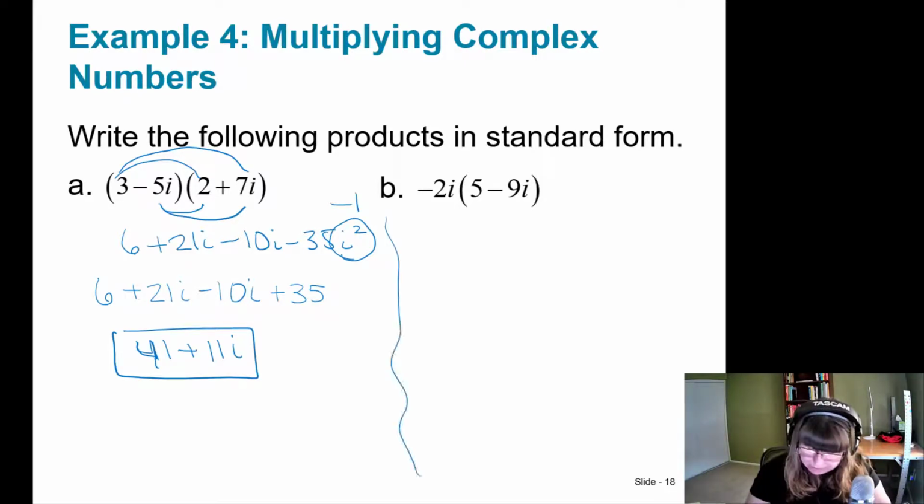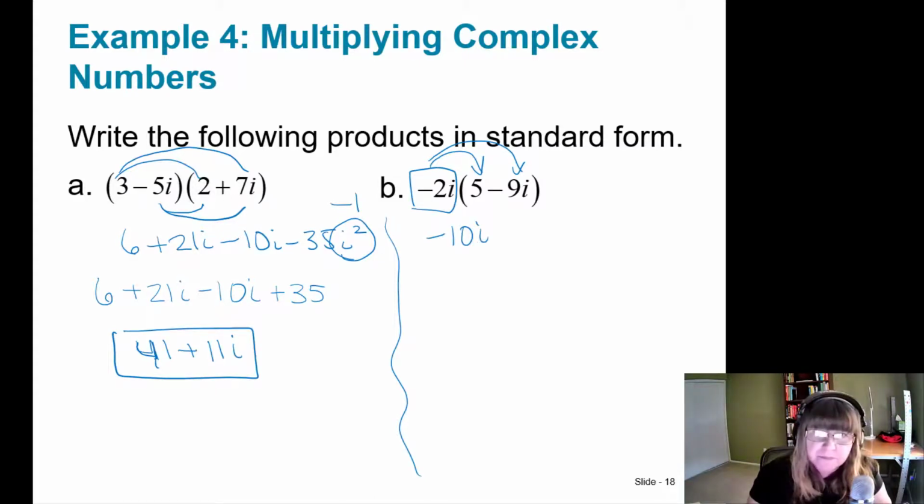Let's try B. Now B, yeah, I could put a 0 in front here, but that's kind of overkill. So I'm going to go ahead and leave it as is and just distribute this -2i to both terms in the parentheses. -2i times 5 is -10i. -2i times -9i is positive 18i squared. But again, that's not just a plain old variable anymore. I'm going to have to take care of this i squared, and it is -1.